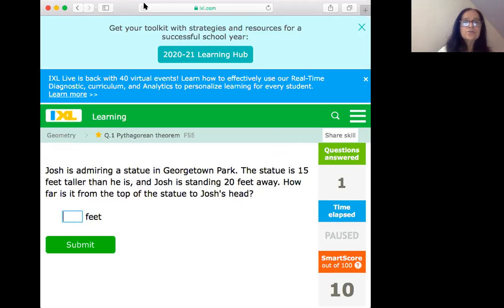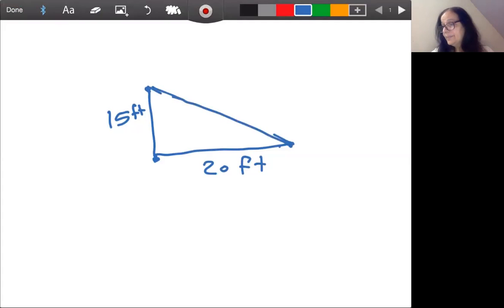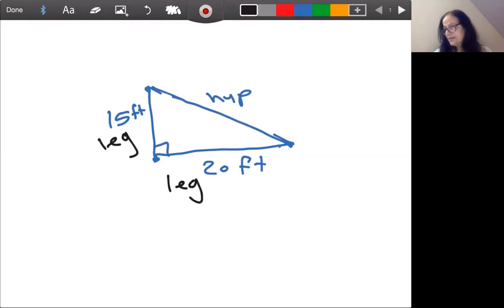Okay, so let's go right here, and so that's his head right here. So how far is the top of the statue to his head? So this time they are asking about the hypotenuse. Okay, and we know it is a right triangle. We call this a leg, this a leg, and this is the hypotenuse.